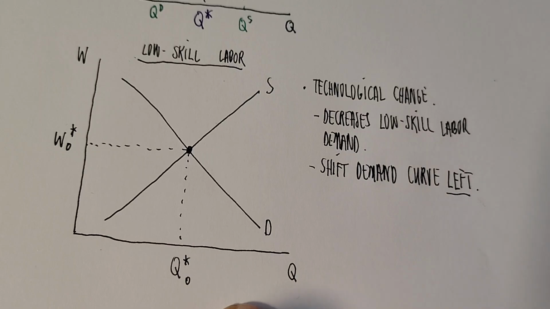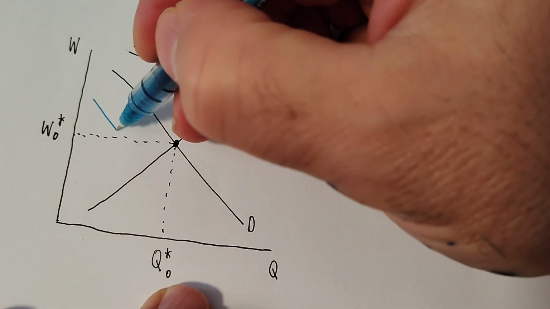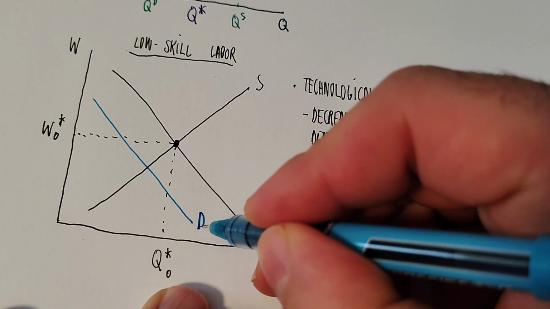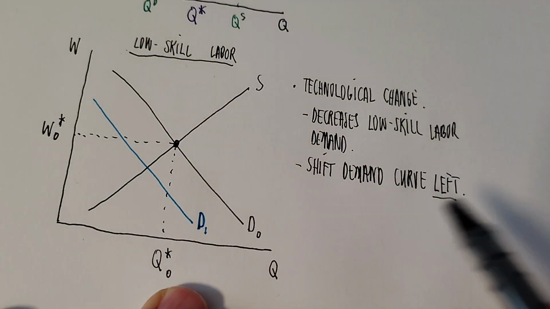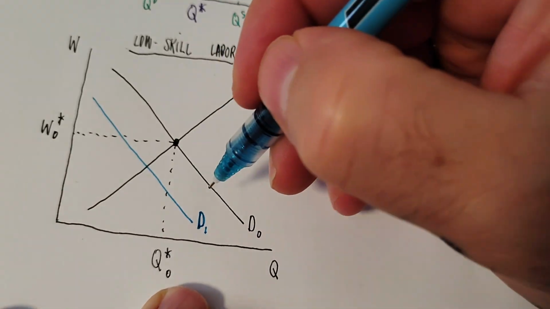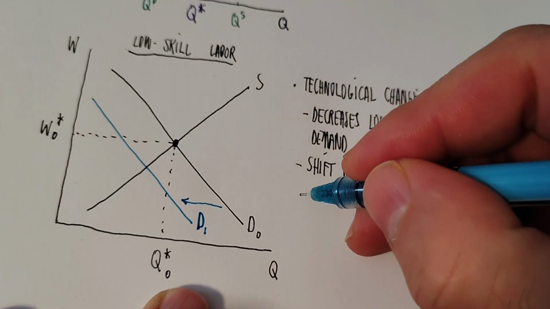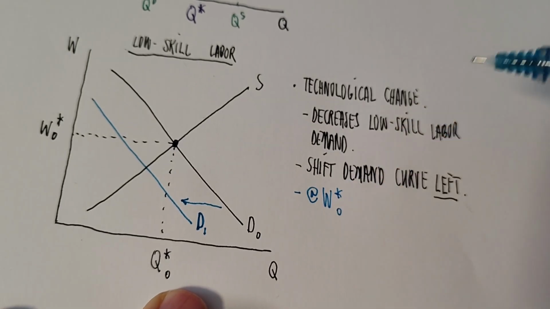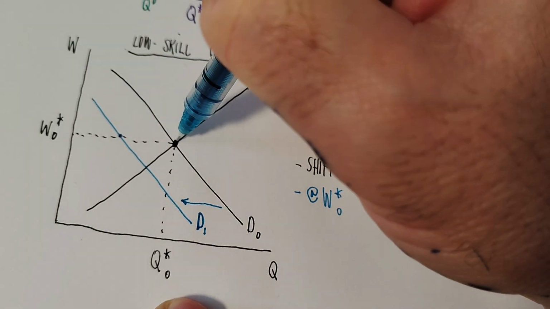Okay. So if we do that, we're going to get the following. Let's call this D1 if this was D0. All right, so 1 comes after 0. And now a couple of things happen. So we see that at W star 0, now the quantity of labor demanded is here, but the quantity of labor supplied is still here.